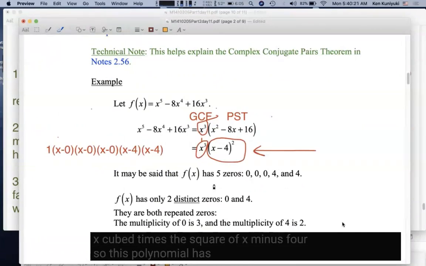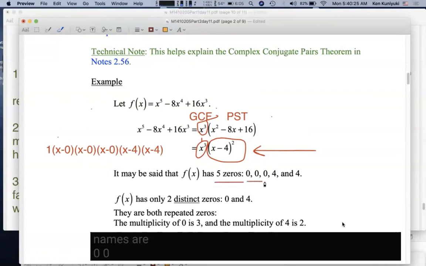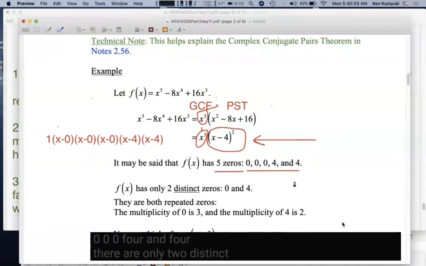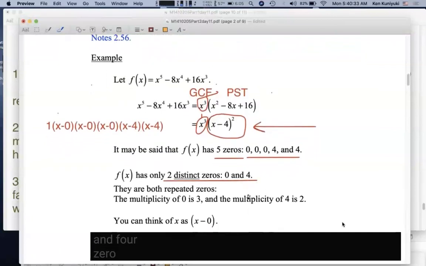So this polynomial has 5 zeros. Their names are 0, 0, 0, 4, and 4. There are only 2 distinct zeros, 0 and 4. 0 is a zero of multiplicity 3. 4 is a zero of multiplicity 2, because 0 counts 3 times and 4 is counted twice.